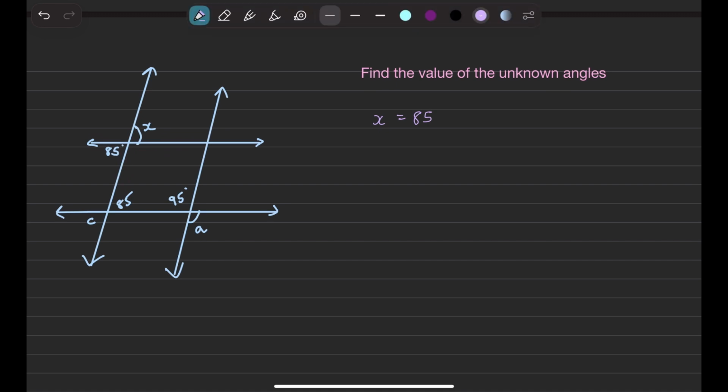They will always ask you statement and reason. So here you will write in the bracket, they are vertically opposite angles, or in some schools they expect the students to write vertically opposite angles are equal in measurement. I'll just write as equal.